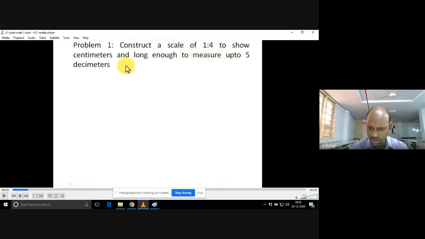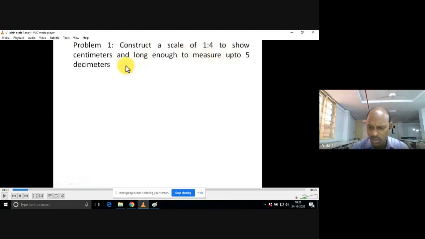If it is a reduced scale, if the actual length is to be reduced, then we use a reduced representative fraction. Suppose the original object is very small. If you want to enlarge its size, we will go for an enlarged scaling factor.